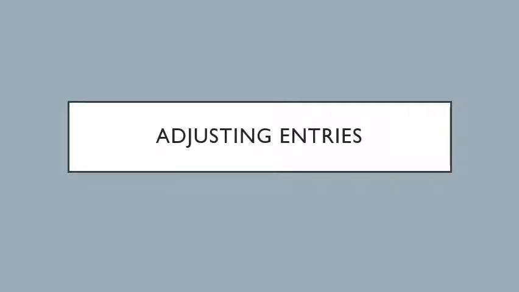Okay, so let's discuss the adjusting entries. Adjusting entries is the fifth step in the accounting cycle. The first step is, of course, identifying the business transaction. Second is recording or journalizing. Third is posting to the ledger. Fourth is preparing the trial balance. And fifth is making adjustments. Adjusting entries are entries made usually at the end of the accounting period. These are prepared merely to update the balances of the accounts.